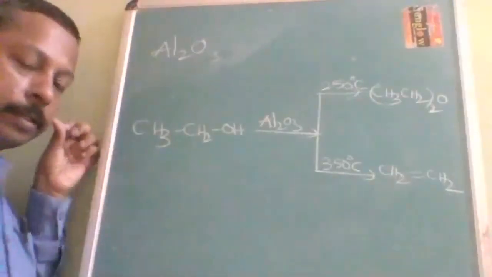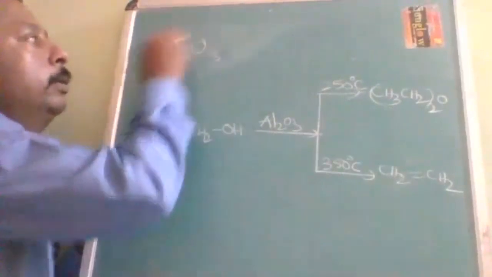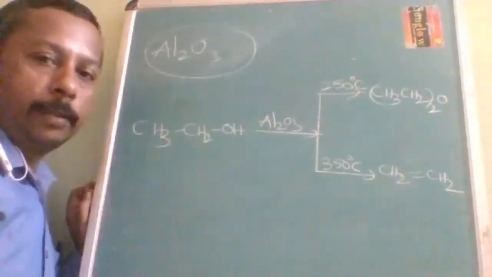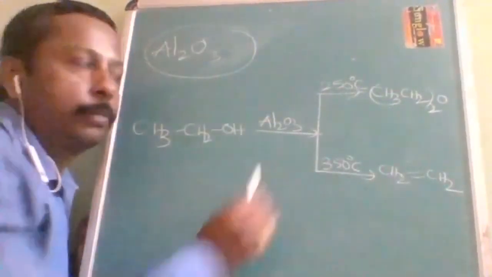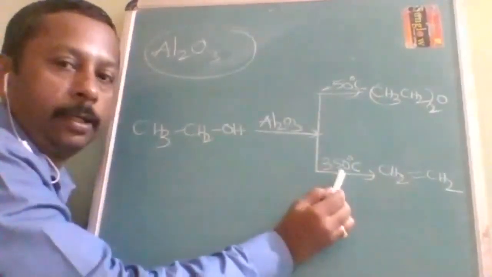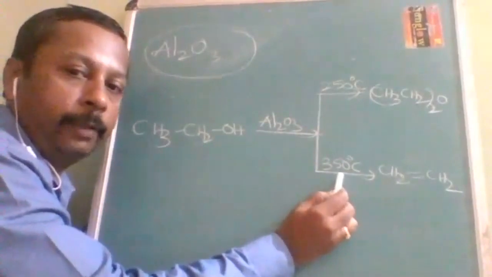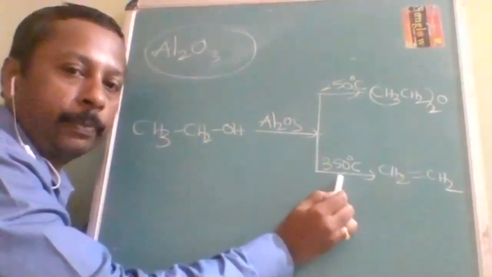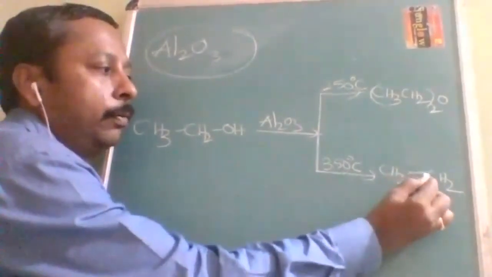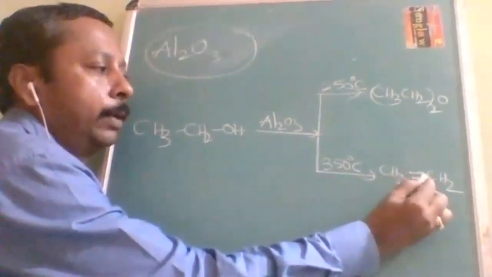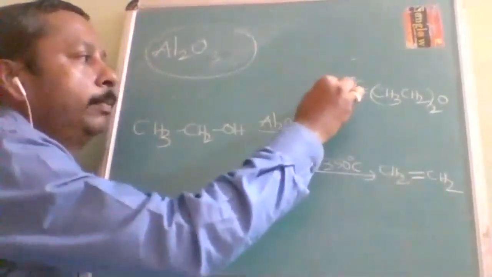Okay, now I think it is clear to you. Al2O3 is also a dehydrating agent, but the temperatures are different. There we used 140, 170 and 180. Whatever is happening at 170, 180 will happen here at 350. So you need to worry about low temperature and high temperature. That's all. The values are not so important.